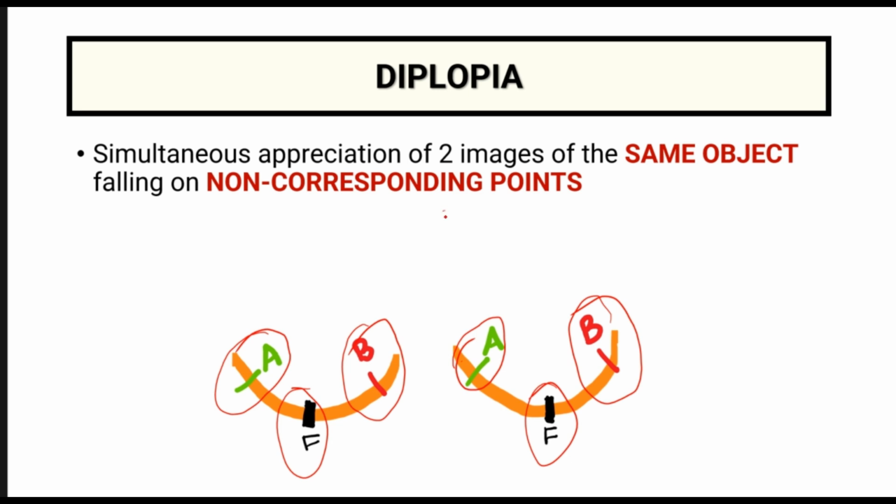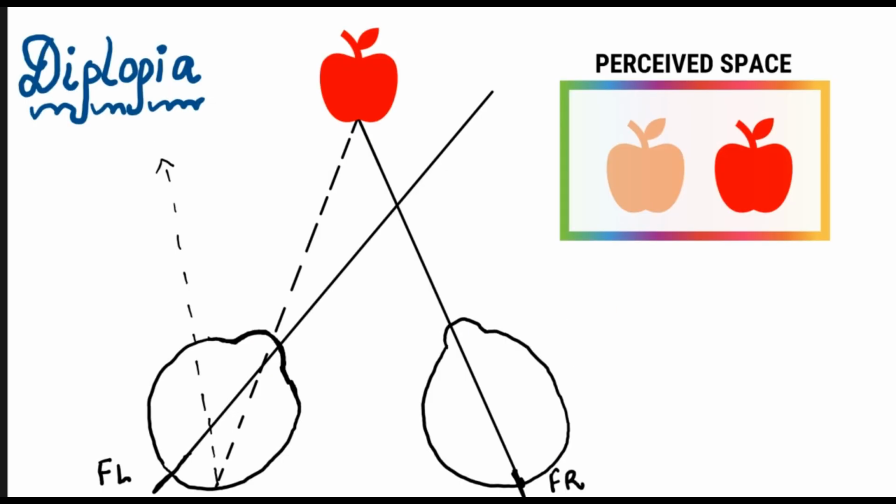Now, if the same object is projected or falling on non-corresponding points, and why will that happen? That will happen because of a deviation, of course, right? So simultaneous appreciation of two images of the same object on two non-corresponding points will lead to diplopia.